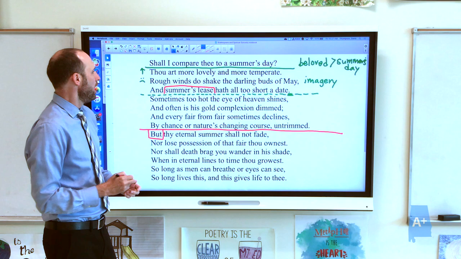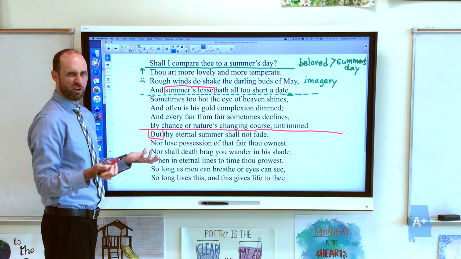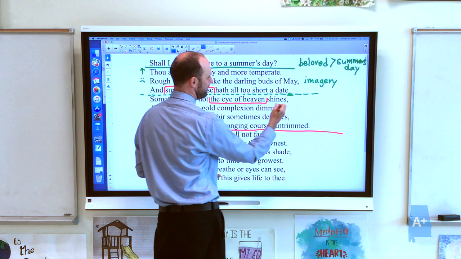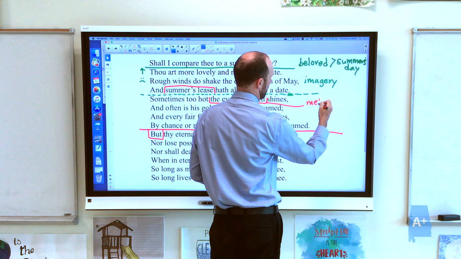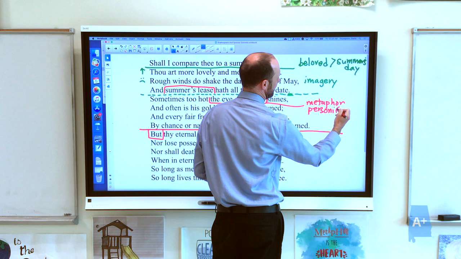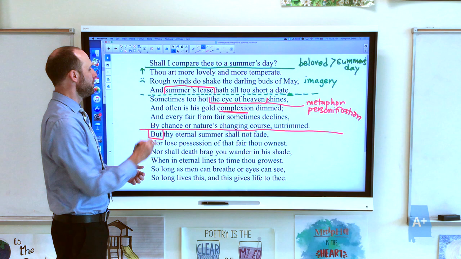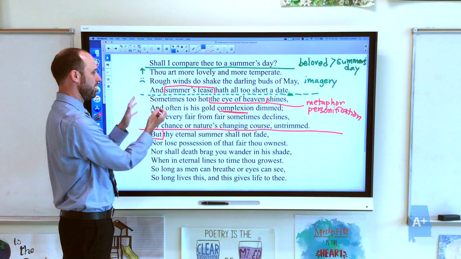Up here we had the rough winds, a stormy day in May. Down here we have days that are too hot. I'm in the south, so particularly that, it gets very hot in the summer here. And we have, of course, another poetic device, which is personification, right? Instead of saying the sun, he says the eye of heaven, which is a metaphor and personification at the exact same time. But sometimes, too hot, the eye of heaven shines. And often is his gold complexion dimmed. Complexion also personifies the sun by saying it's got a skin tone or something. But this line does seem repetitive of the rough winds shaking the darling buds of May, but this one doesn't mention the sun, and this one does. So Shakespeare's always saying the same thing, but moving differently through it.